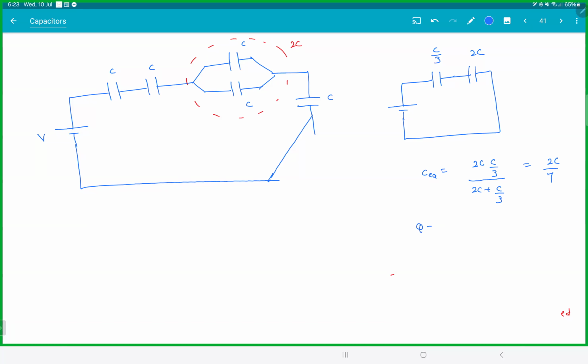Therefore, the charge flowing through the capacitor is 2CV by 7. So from here, charge Q will go. This will get plus Q. I'm not writing the charge on the negative plate. Then this will go plus Q. This will split into Q by 2, Q by 2. This guy will take Q back and you're done. Q comes back and the other one is 0. Easy.